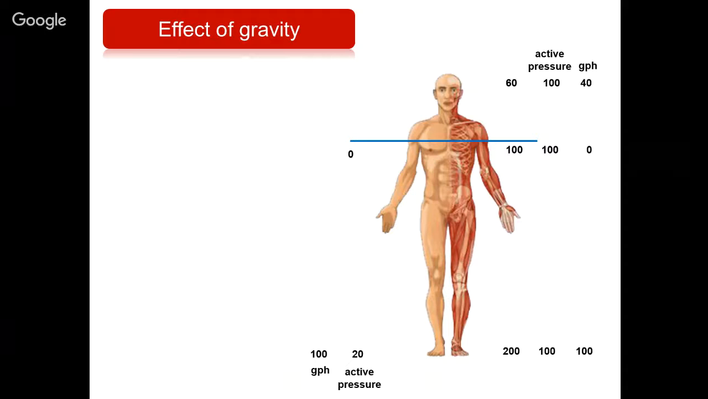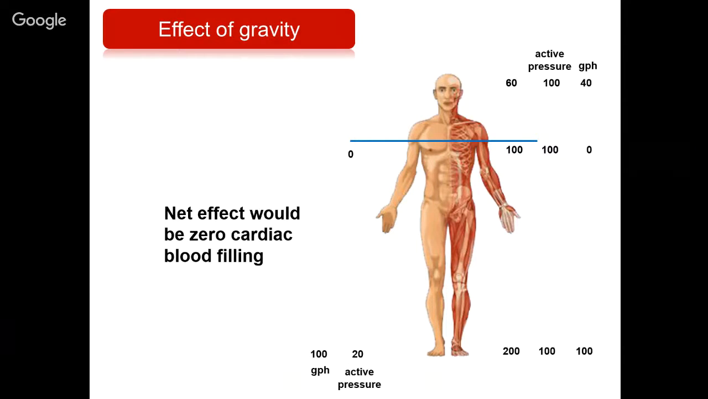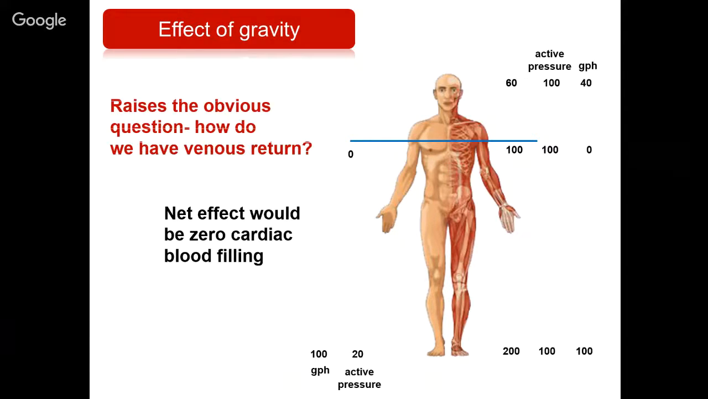It's 100. So the net effect would be zero cardiac blood filling if this happened in isolation. Right? Because right now what we're saying is the weight of gravity pulling down on the blood in the venous side is 100, which is much higher than the active pressure pushing it back towards the heart, which is 20. So in the absence of any other factors, we would have a problem. Blood would never make it back to the heart and thus be pumped back up to the head.